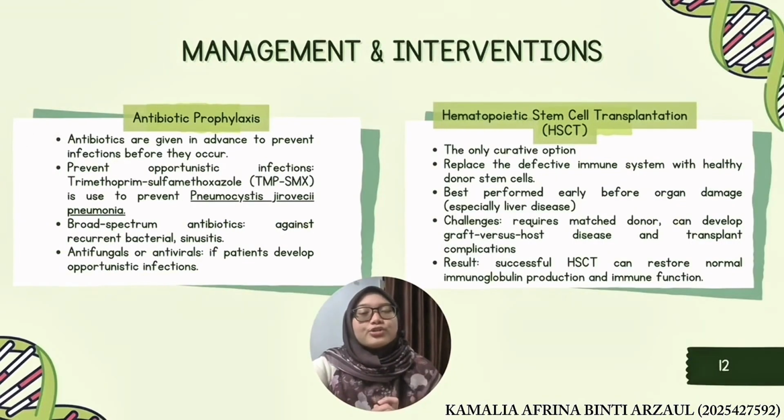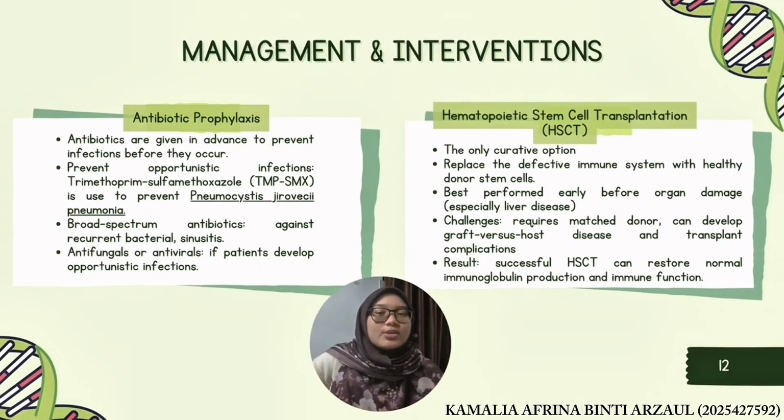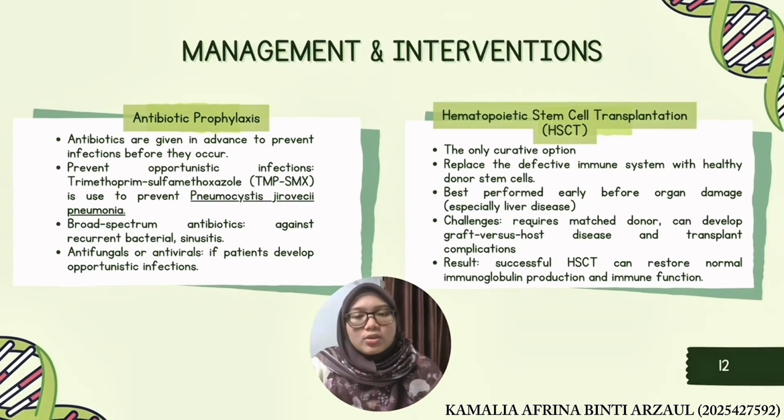So now we are going to proceed to the second therapy, which is antibiotic prophylaxis. For antibiotic prophylaxis, antibiotics are given in advance to prevent infections before they occur. To prevent opportunistic infections, they use, for example, trimethoprim-sulfamethoxazole, TMP-SMX, to prevent Pneumocystis jirovecii pneumonia. Broad-spectrum antibiotics are also used against recurrent bacterial infections, for example sinusitis. Antifungals or antivirals are also used if the patients develop opportunistic infections.